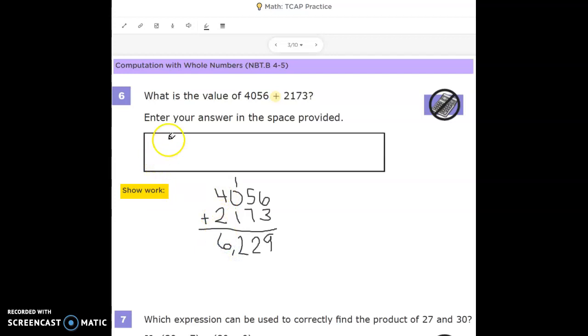On my answer document, I'm only going to write the final answer in that space, 6,229. Make sure you line these digits up correctly. You remember to carry if you need to. And then when you do carry, make sure you add that carried over number.